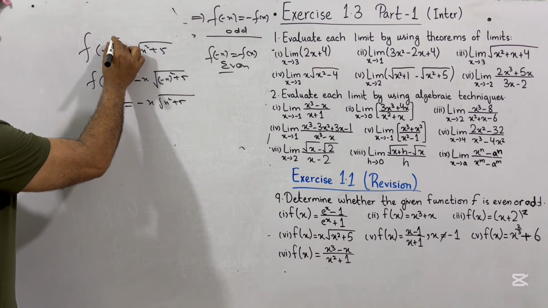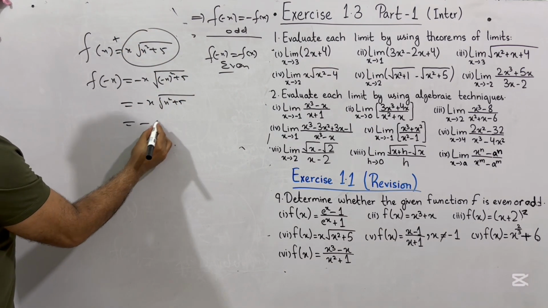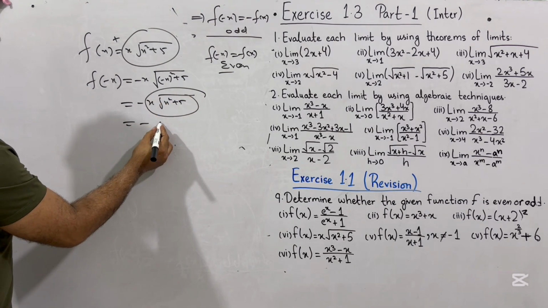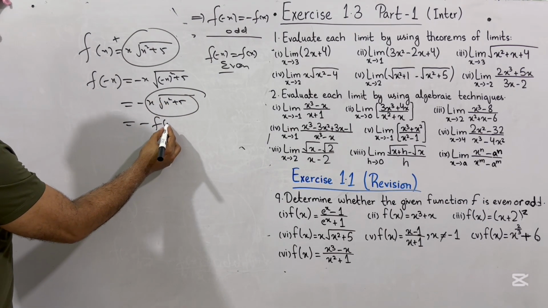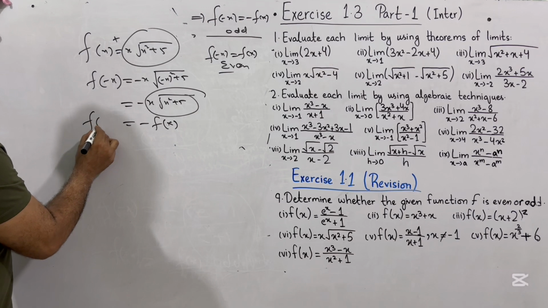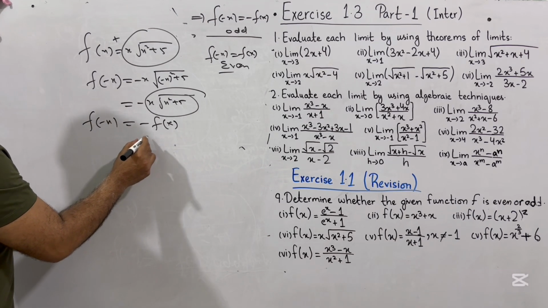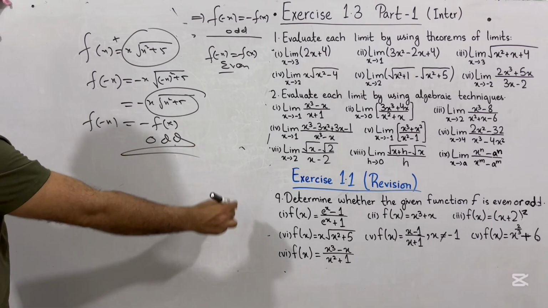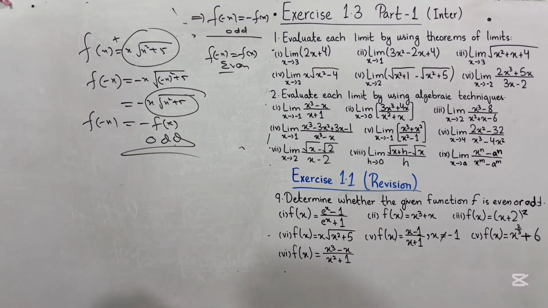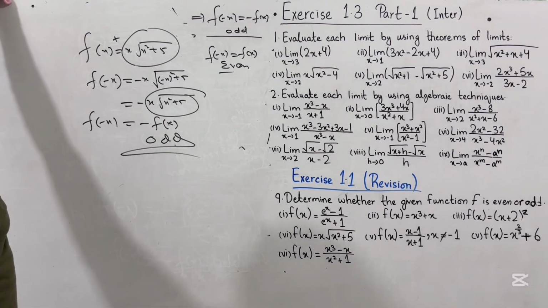Look at this. Overall positive, that is the overall function, but the inclusion of the negative symbol makes it negative times f of x. f of minus x is equal to negative times f of x. So the function is odd.